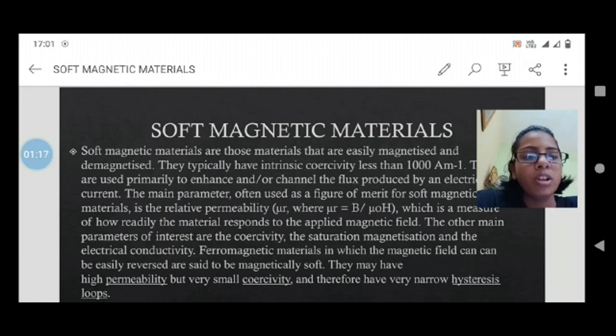Properties of soft magnetic material are low coercivity, high permeability, and it produces a very narrow hysteresis loop. Examples include alloy of iron silicon and alloy of iron nickel.